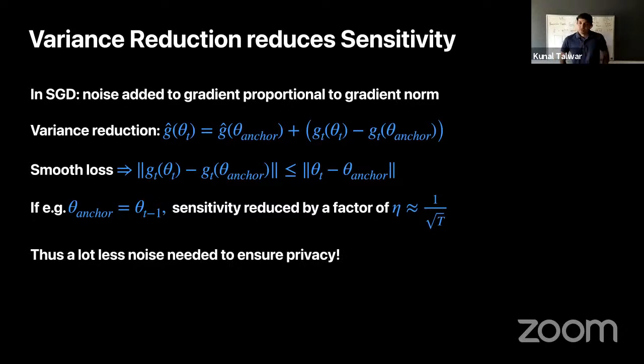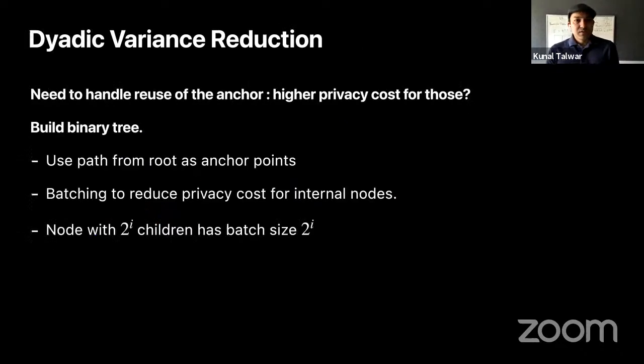So I've significantly reduced the noise I needed to add to ensure privacy, if I only worried about privacy of zt. And if somebody gave me a good estimate of the gradient at this previous step. Right? This, of course, doesn't quite work because I need to handle the anchor point being reused, that the g hat at theta anchor itself will have to be computed on some data that may be reused multiple times, and I need to account for the privacy cost of that.